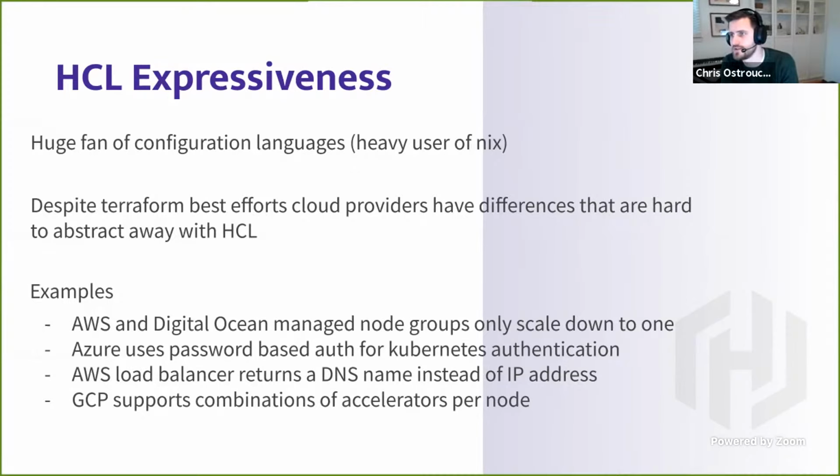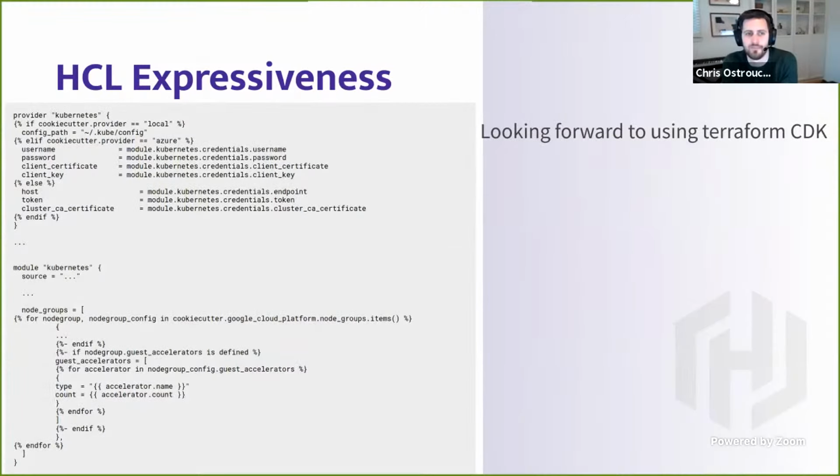Then AWS's load balancer returns a DNS name instead of an IP address, which has been fun when we try to automate in Terraform, whether to use a CNAME or whether to set up just an A address for automatically getting DNS to work. And then finally, I'd say GCP and its really wide range of support for accelerators. The other cloud providers don't have similar flexibility. DigitalOcean doesn't even have GPUs.